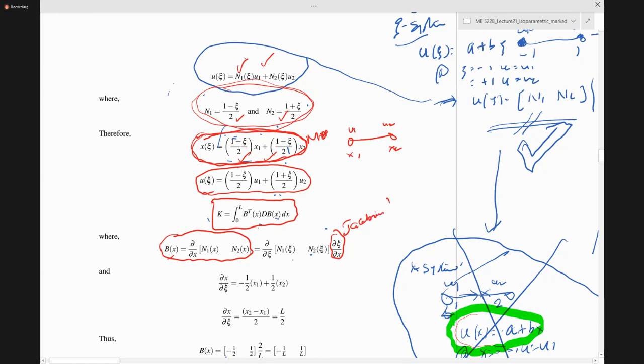This is the most important part. If you don't know the chain rule, I use the chain rule. U is a function of x. U is a function of casi also. Therefore, du by dx is dn1 by dx, dn2 by dx. But in the casi system, it's d by d casi of dn1 by d casi and dn2 by d casi and d casi by dx. That's what I did. Is this clear?